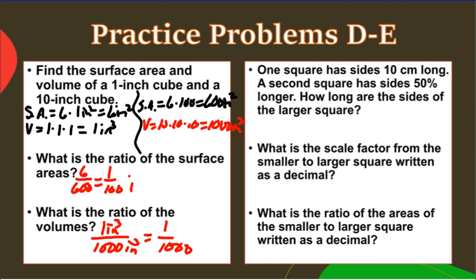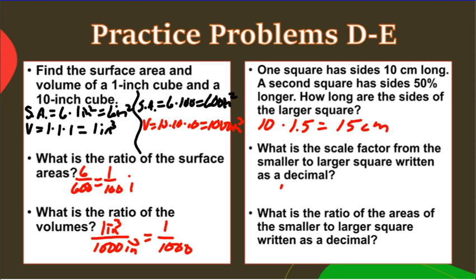One square has sides 10 centimeters long. A second square has sides 50% longer. How long are the sides of the larger square? So if they're already 10 centimeters, it's 50% longer. So that means that's multiplied by a scale factor of 1.5. That would give us 15. Or you can think of half of 10 is 5, so 10 plus 5 would give you your 15, so 15 centimeters.